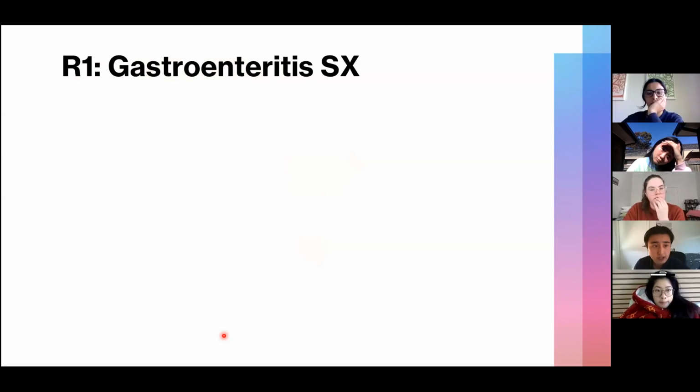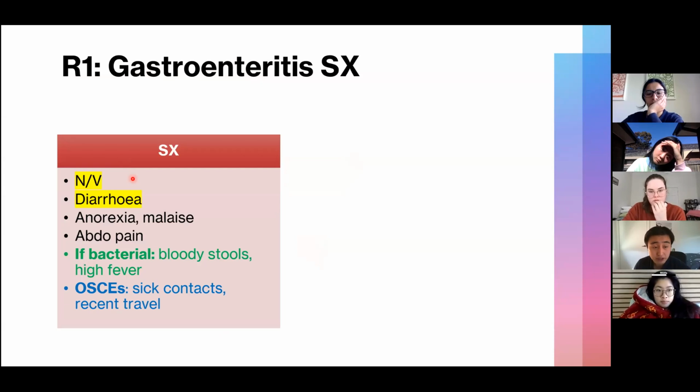A little bit about the symptoms of gastro. The main two you want to know about are nausea and vomiting, and diarrhea. Usually for viral gastro, the diarrhea tends to be watery and profuse. That is in contrast to bacterial diarrhea, which tends to have bloody stools and high fevers. In your OSCEs, it might also be nice to ask about things like sick contacts or recent travel.